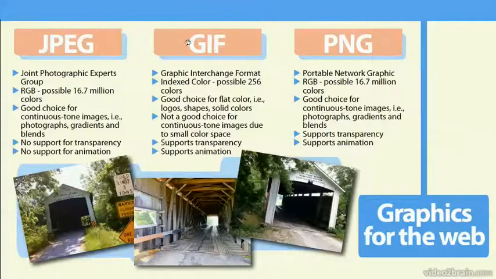The next one is a GIF or GIF. I call it a GIF. It stands for Graphic Interchange Format. It has index color as the color space, so you only have 256 colors to pick from. That's a big difference from 16.7 million, don't you think? It's a good choice for flat areas of color like logos, shapes, solid colors. It's not a good choice for continuous tone, again, because you're only getting 256 possible colors. So it has a small color space. That means it doesn't have very many options for you as far as different colors.